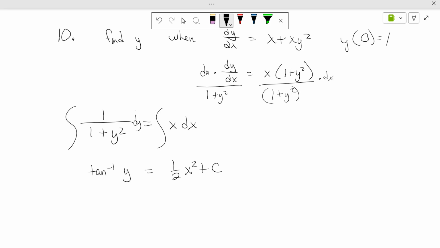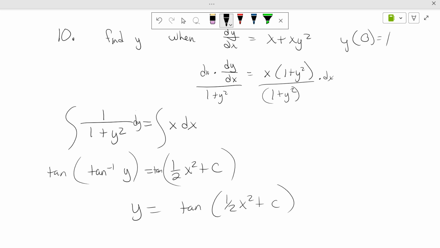But it wants y alone, correct? So how do you get y alone? How do you get rid of inverse tangent? You take the regular tangent of both sides. So you tangent this side and tangent that side. So y equals the tangent of 1/2 x squared plus c.